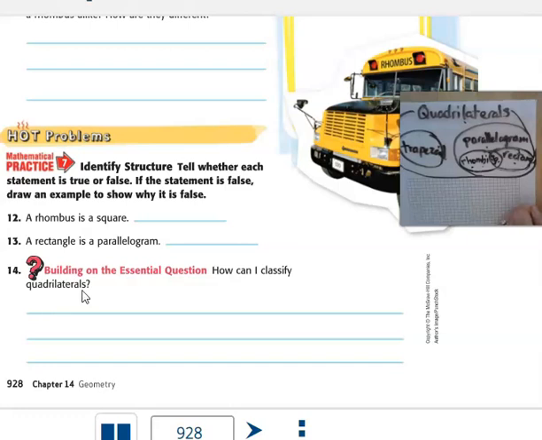How can I classify quadrilaterals? So we're labeling them by the sides, by the angles, and by whether they're parallel or perpendicular. So those are the ways that we can identify all the quadrilaterals. Hopefully that helps you. You can put it in your own words to answer number 14.